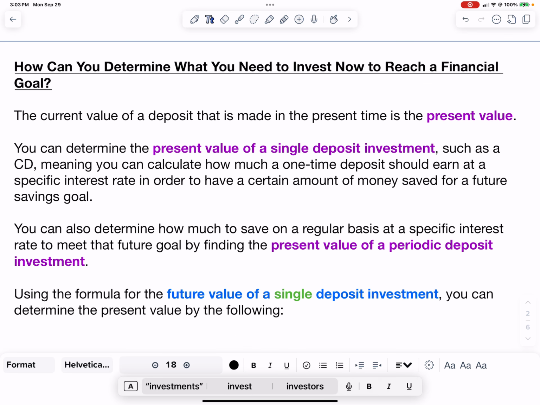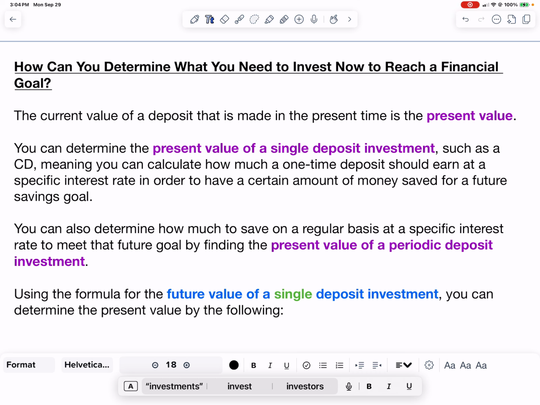Okay, so the overarching question here is how can you determine what you need to invest now to reach a financial goal in the future? The current value of a deposit that is made in the present time is called the present value. You can determine the present value of a single deposit investment, such as a CD, which means that you can calculate how much a one-time deposit should earn at a specific interest rate in order to achieve a certain dollar amount in the future. And you can also determine how much to save on a regular basis.